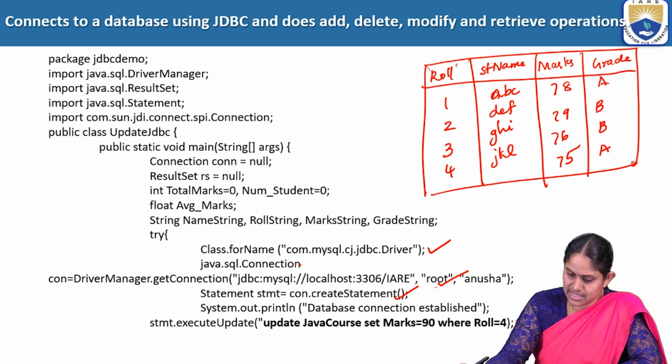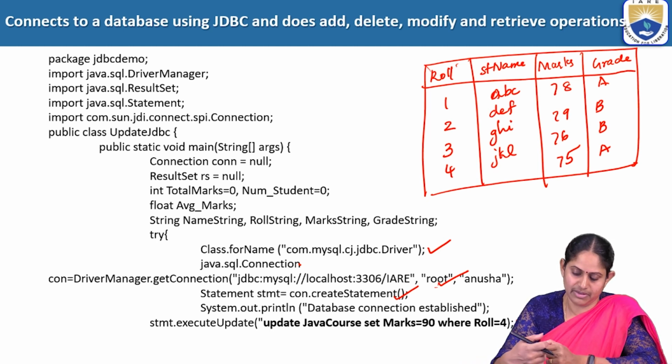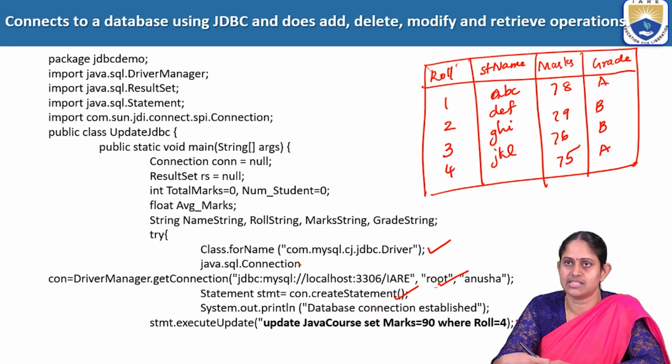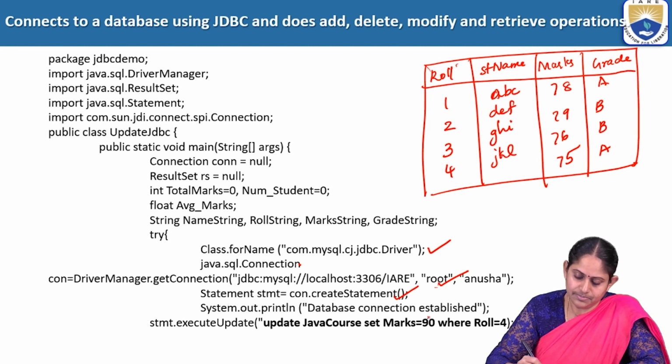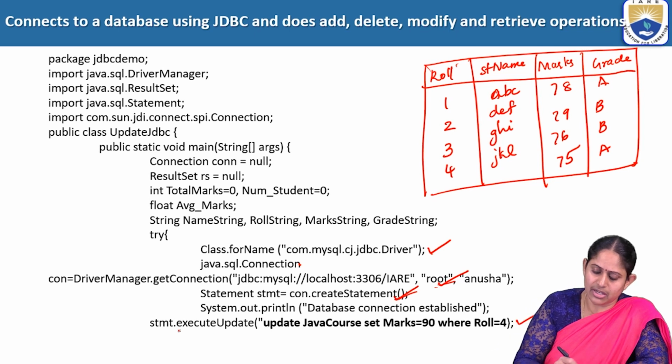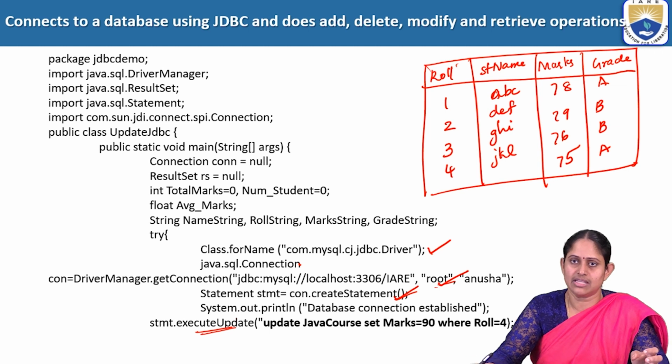So we had this table created in our previous example, and now we will be updating some values and deleting some values from this table. For that, we have loaded the driver, created the connection, created the statement object, and now we are calling the execute methods of the statement object to execute our SQL query.